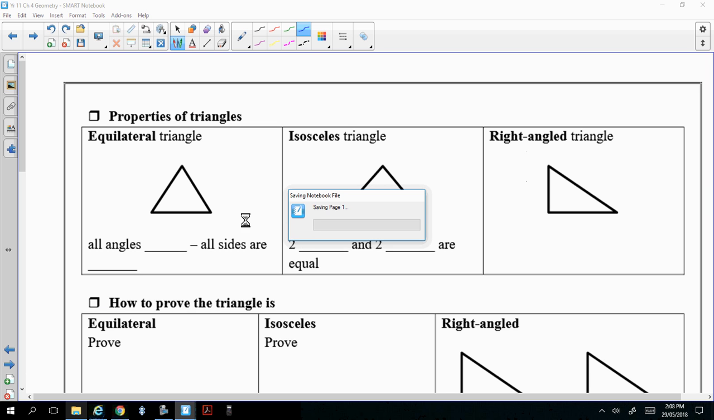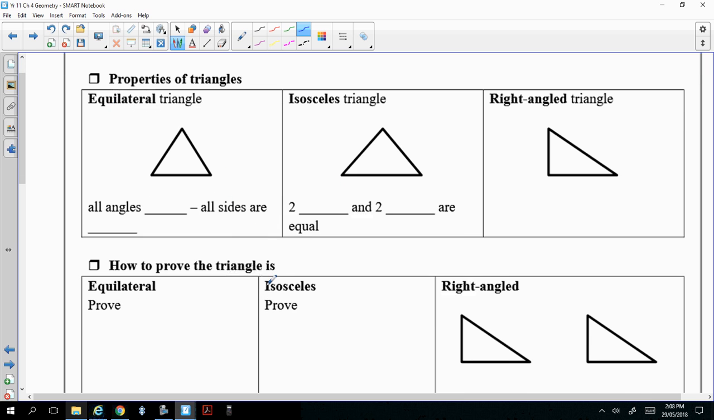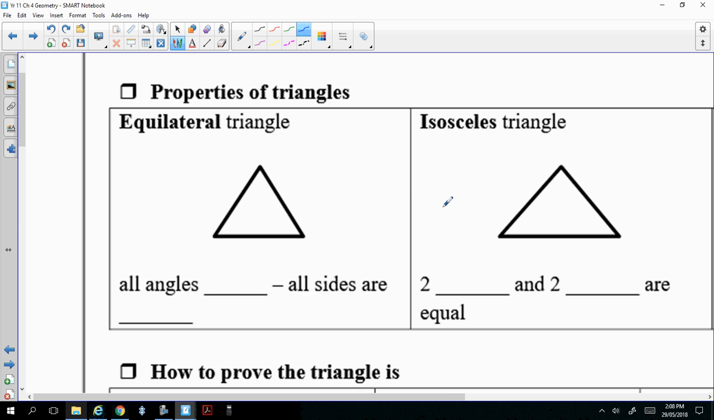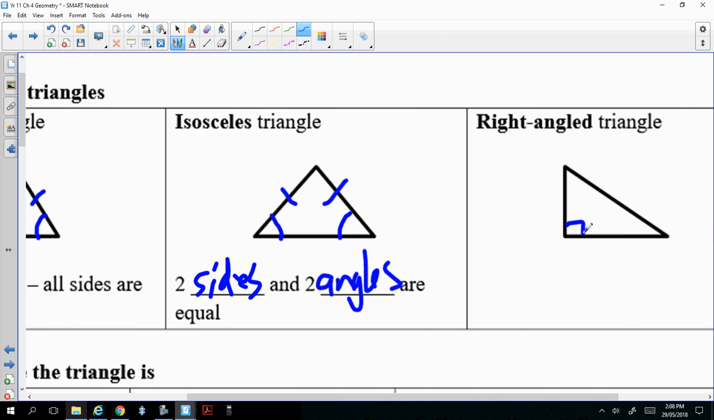There are three main types. First, the equilateral. What do we know about equilateral? All angles are 60 and all sides are equal. Then the isosceles triangle: two sides and two angles are equal. The two base angles are equal and the two sides are equal. And we have the right angle triangle, which just has a right angle there. These are the three main ones you may use in the test.